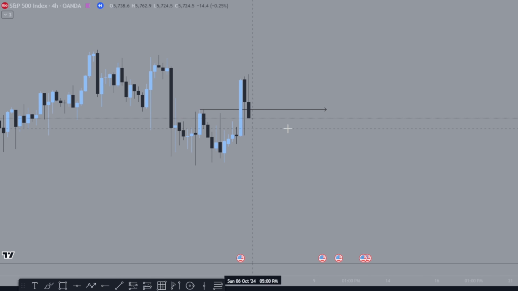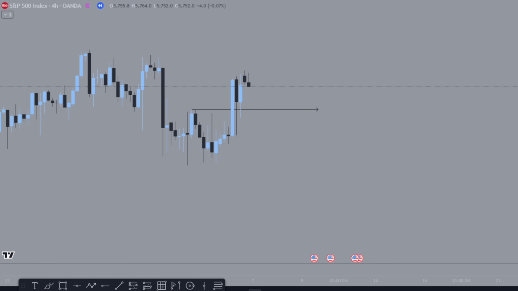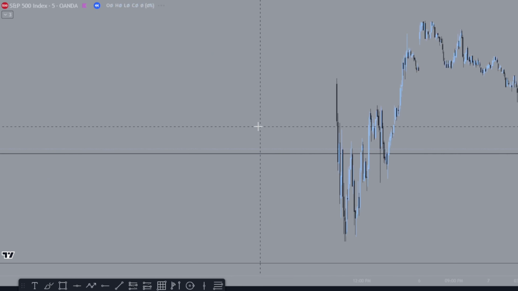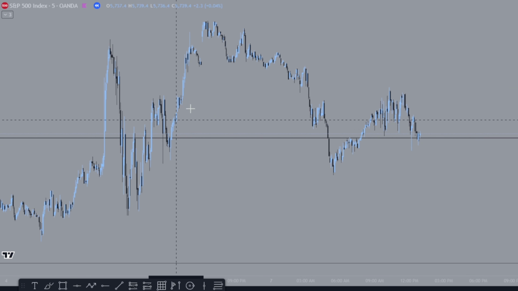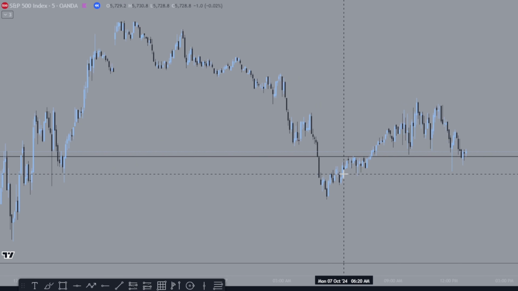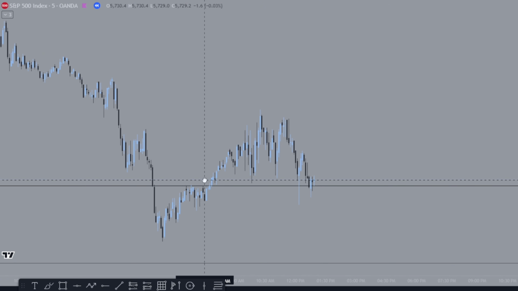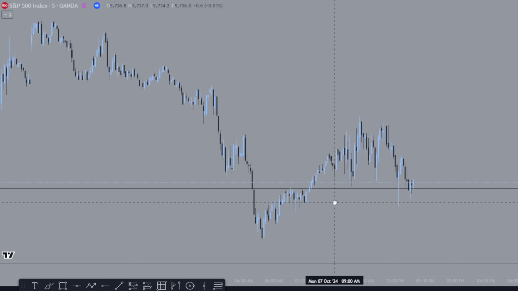So we want to look for a break of structure. So something just like this, right, on the 4-hour. And then we want the market to pull back into it after it broke structure, that same area, right? And once we have that, that's where we can start looking for a setup. But once the market has pulled into it, you want to look for just a few things.